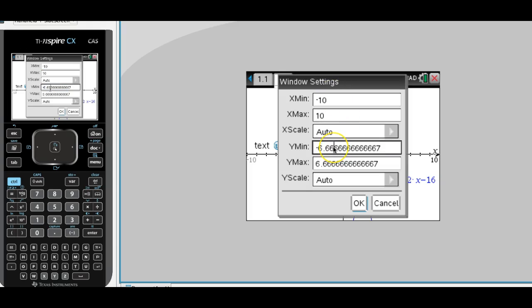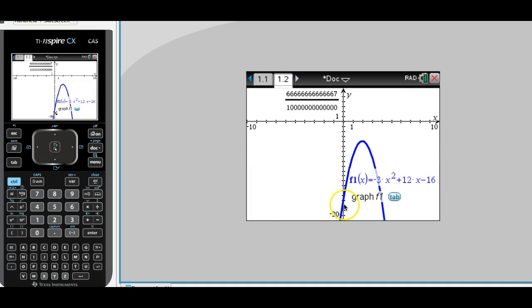It doesn't really matter about that, so it's more our y that we need to change. Let's do that at negative 20, see if that makes a difference. Okay, so now you can see your y-intercept, which is negative 16, because we can read that straight from the graph.